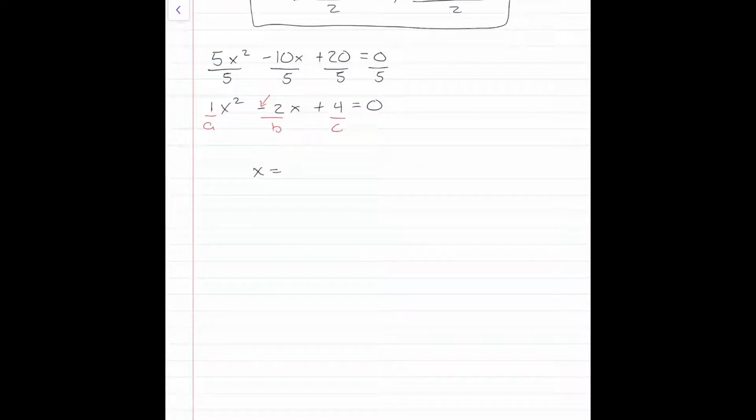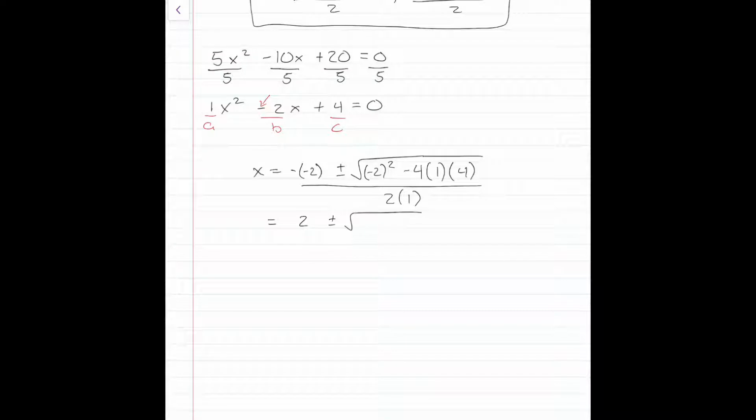So we'll go ahead and plug these numbers in. We get x equals, and that is a minus times a minus 2, so that'll give us a positive number, plus or minus the square root of minus 2 squared minus 4 times a, which is 1, and c, which is 4, all divided by 2a, and again, a is 1. So we'll simplify this further. We'll get a positive 2 plus or minus the square root. Minus 2 squared is 4, and that's minus 4 times 4, which is 16, all divided by 2.